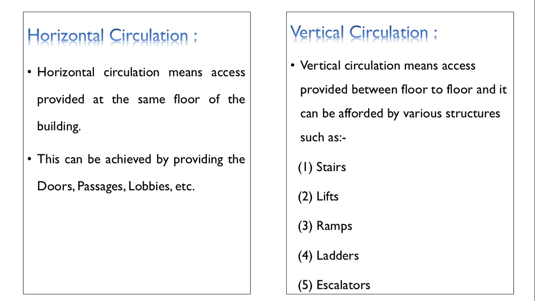Vertical circulation means the access which is provided from floor to floor, from one floor to another floor, and it can be achieved by various structures such as stairs, lifts, ramps, ladders, escalators, right? So there are various means. Hope you are understanding it, right?